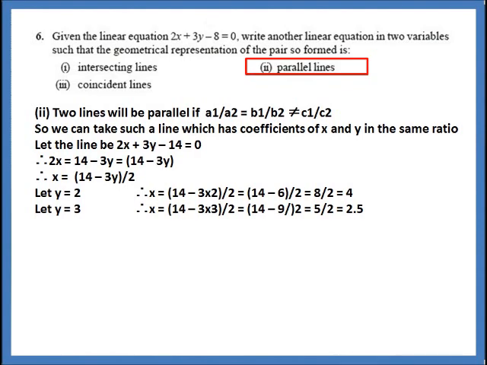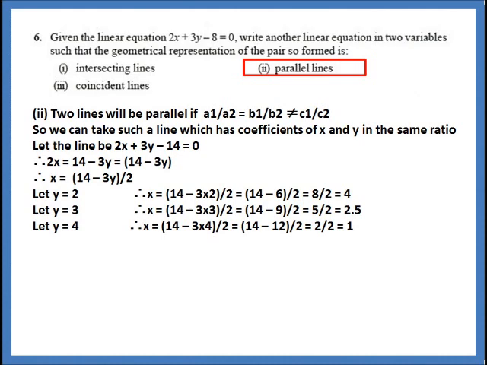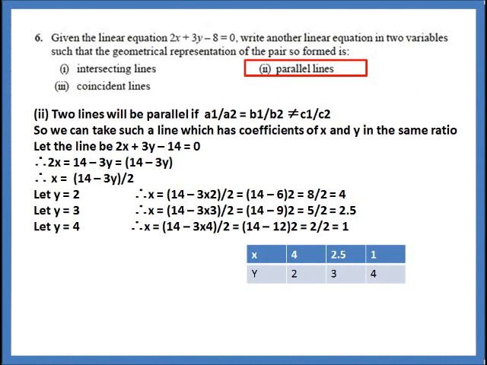Let y is equal to 3. Therefore x is equal to 14 minus 3 into 3 divided by 2. So this is equal to 14 minus 9 divided by 2, which is 5 by 2 is equal to 2.5. Let y is equal to 4. Therefore x is equal to 14 minus 3 into 4 divided by 2. So this is equal to 14 minus 12 divided by 2, which is 2 upon 2 is equal to 1.